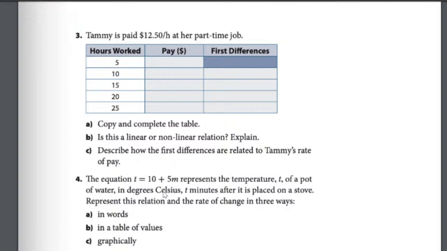So this equation here is a partial variation because the initial value does start at 10, so the temperature of the water in the pot would have been 10 degrees when it came out of the tap or wherever it came out of to be put in the pot. So it initially starts at 10 degrees, and then it's going up 5 degrees every minute. And so in words, that's what we could state: the initial temperature, and then how much it's going up per minute.